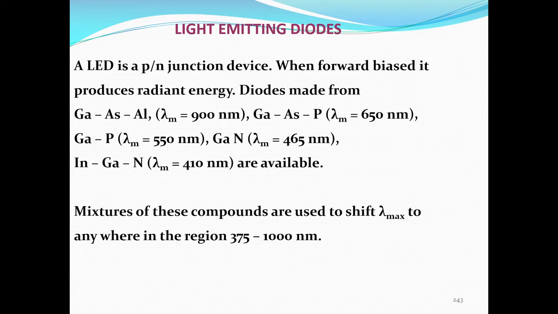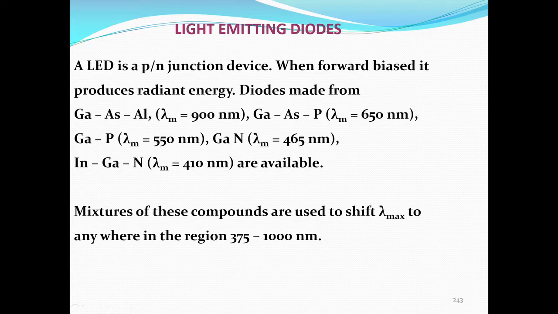And then there are light emitting diodes, which are essentially a PN junction again. When forward biased, they produce radiant energy, and these are gallium arsenide, aluminum gallium arsenide, and gallium arsenide phosphide. These are all different coatings on the cathode. Mixtures of these compounds are used to shift the lambda max to anywhere in the region of 375 to 1000 nanometers.